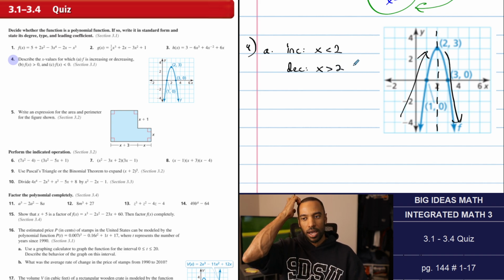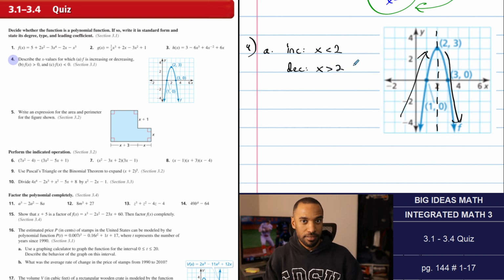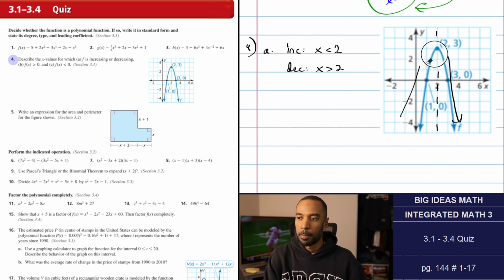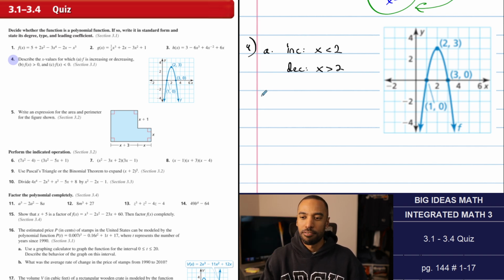Again, we're asking on what intervals of x are the y values going up versus down. That's what's being asked there. That's part A. Part B, they're asking for what values of x do we have positive y values. f of x is greater than 0. We have positive y values when x is what?